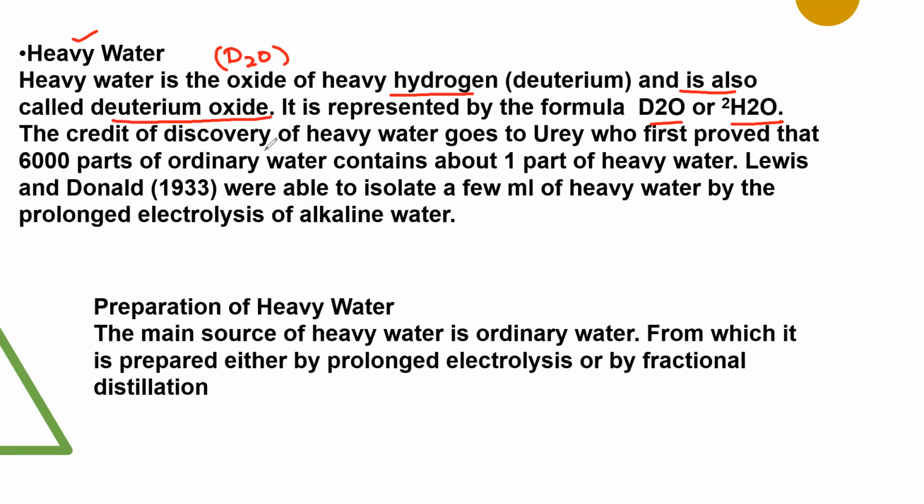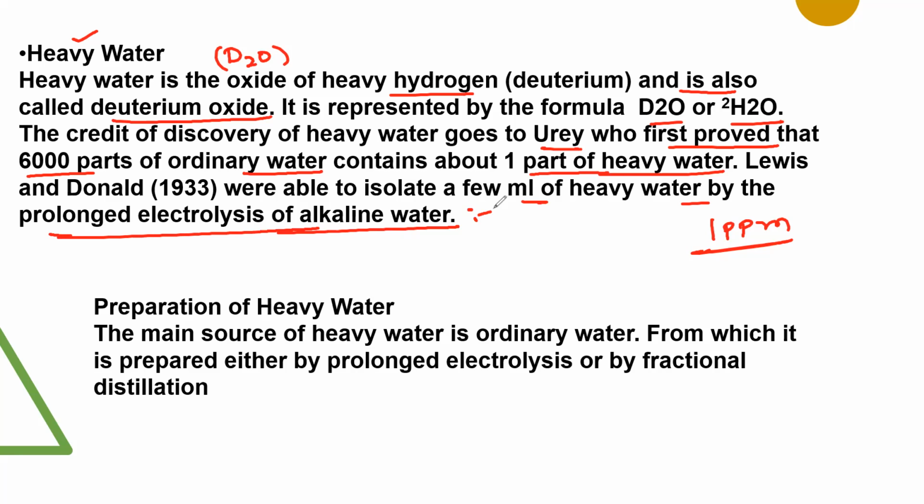The credit of discovery of heavy water goes to Urey, who first proved that 6,000 parts of ordinary water contain 1 part of heavy water. So in ordinary water, heavy water is present at about 1 ppm, that is parts per million. Lewis and Macdonald in 1933 were able to isolate a few ml of heavy water by the prolonged electrolysis of alkaline water. Alkaline means water with some base.